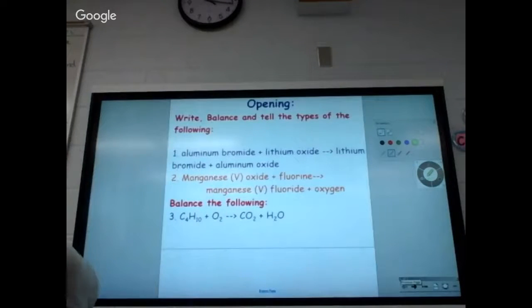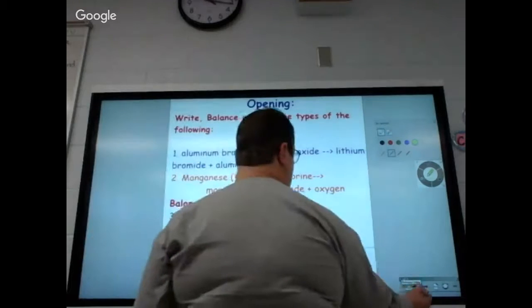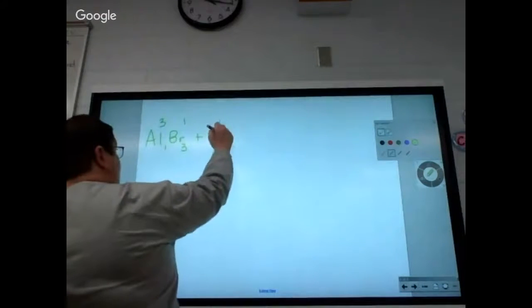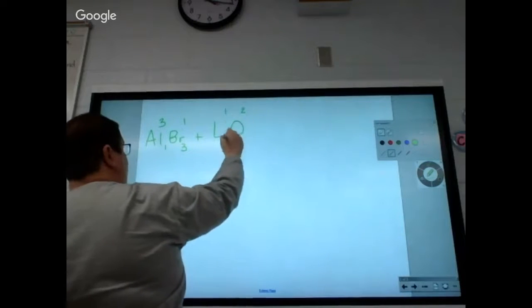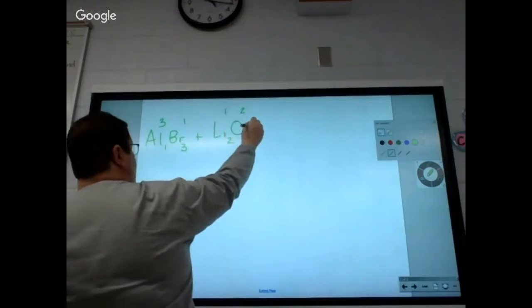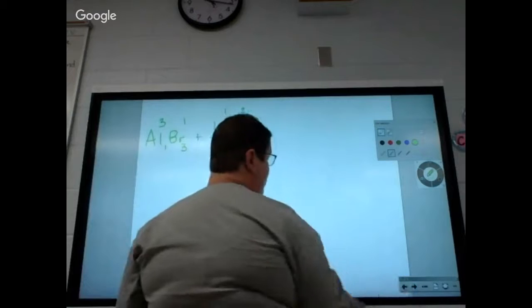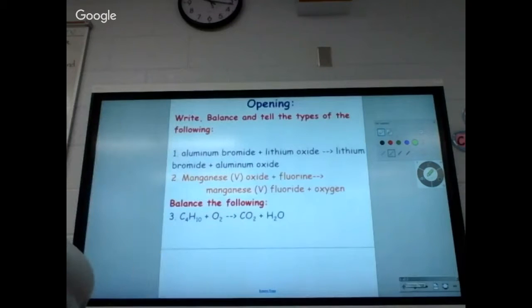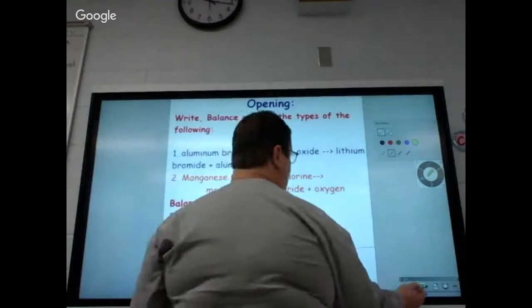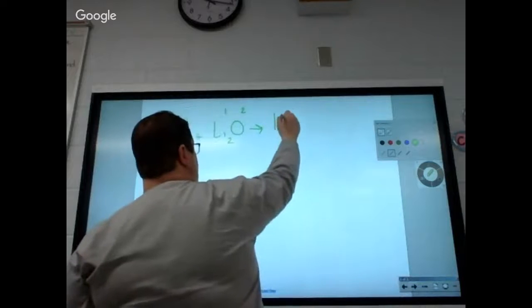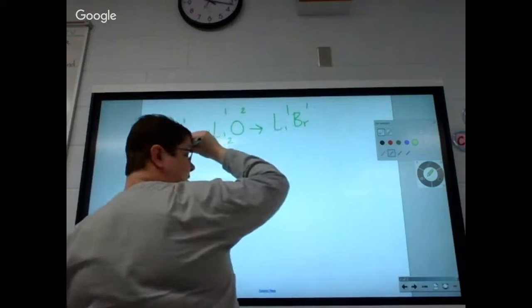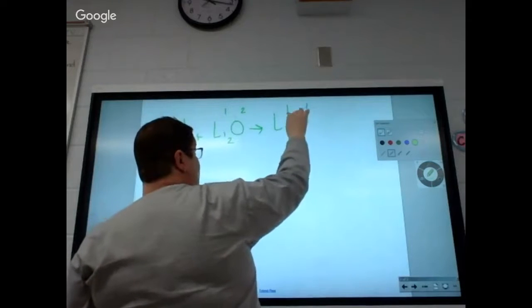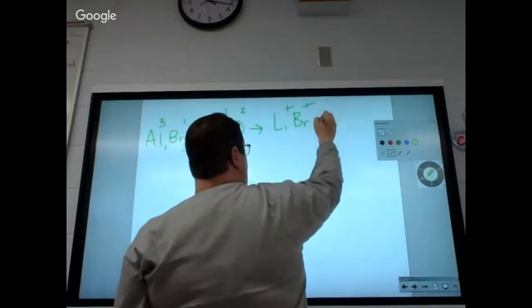Plus lithium oxide. What's lithium oxide? It's a compound again, right? Lithium has a 1. Oxide has a 2. Bring your 2 down. Bring your 1 down. Yields lithium bromide. Lithium bromide is a compound. So lithium has a 1. Bromide has a 1. What do you know about those 1s? They're going to cancel out. So I'm not doing anything with them.